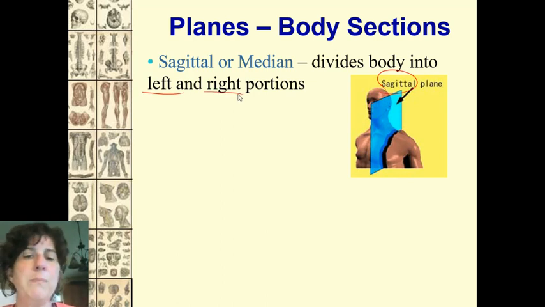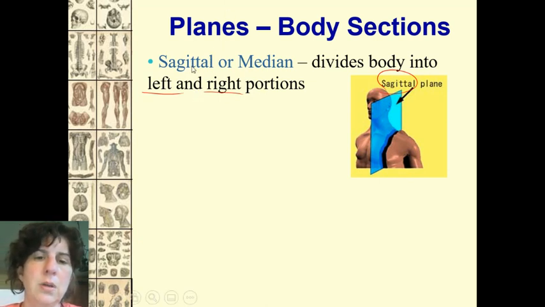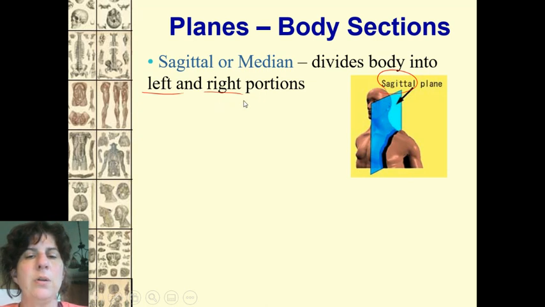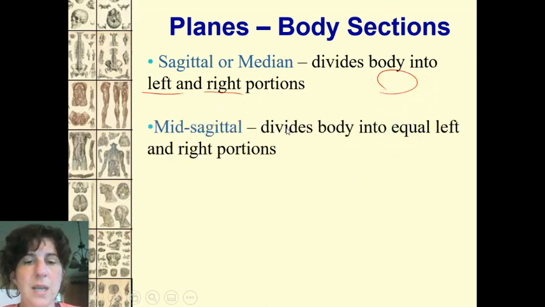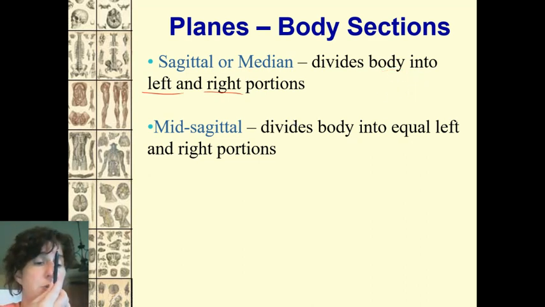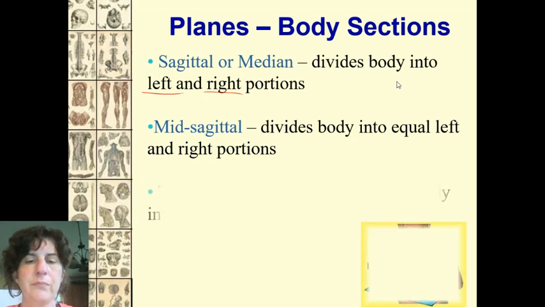Okay, also called a median. You don't really need to learn one or the other. I would go with sagittal, because you're going to see that come up again. But either is a correct term. Mid-sagittal is specifically down the center. So where I was showing you with the pen straight down the center. So any of these is sagittal, but mid-sagittal is specific, and it says it's equal left and right sections.